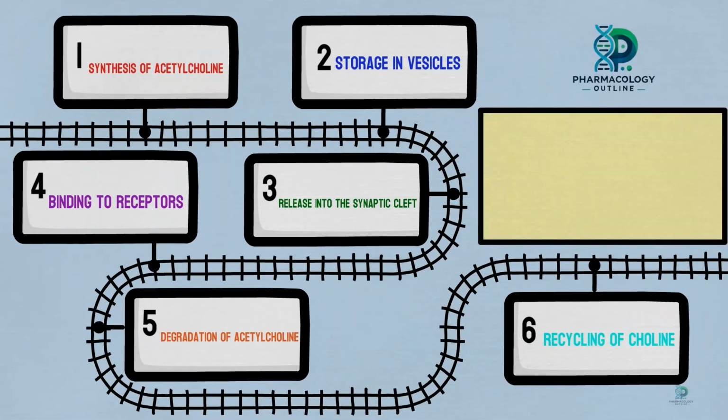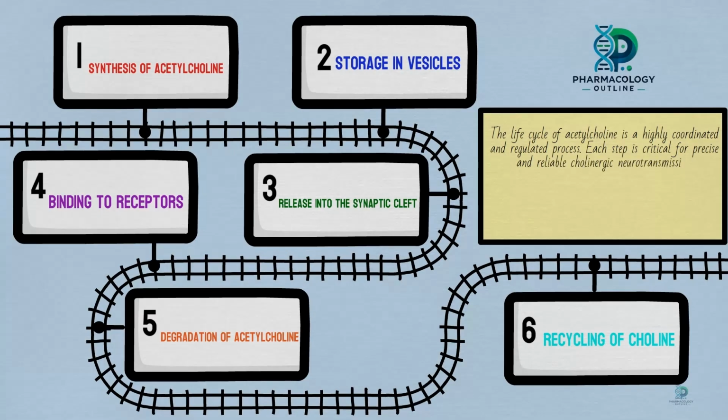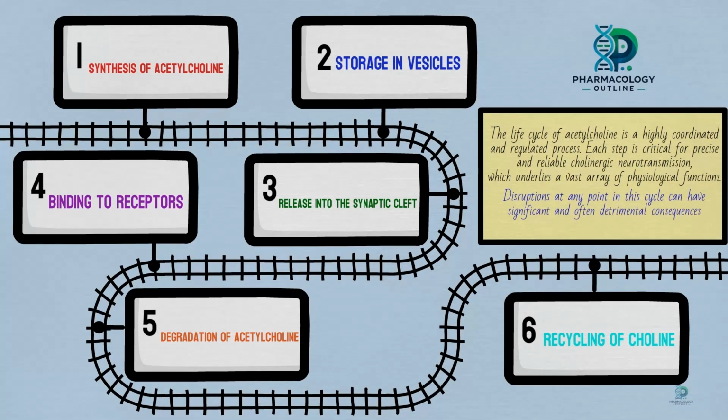In summary, the life cycle of acetylcholine is a highly coordinated and regulated process. Each step is critical for precise and reliable cholinergic neurotransmission, which underlies a vast array of physiological functions. Disruptions at any point in this cycle can have significant and often detrimental consequences for the nervous system and overall bodily function.